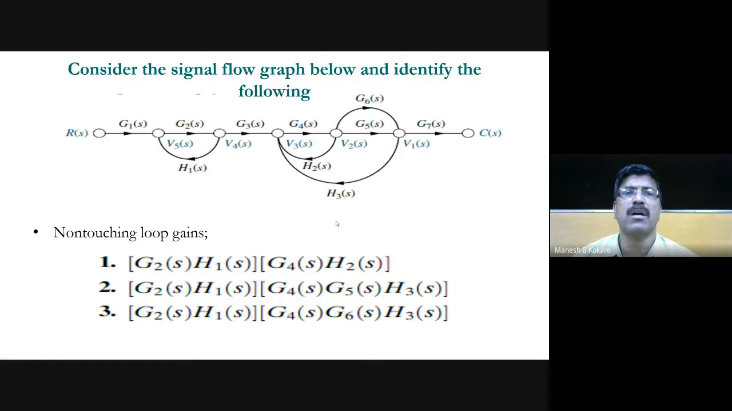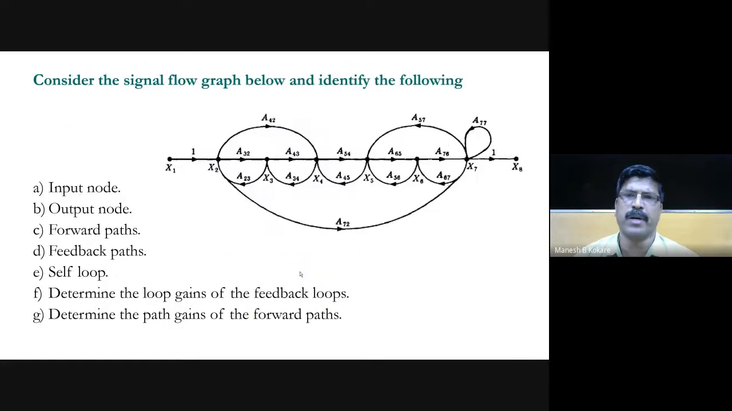So see that the first non-touching pair is this combination and then this combination. Second is this combination and then L3, and third is this combination and this fourth loop. So you got two non-touching loop gain products, right? What about any three non-touching loop gains? No, there are no three loops available which are not touching each other. So a maximum of three combinations are available in this given problem, right?